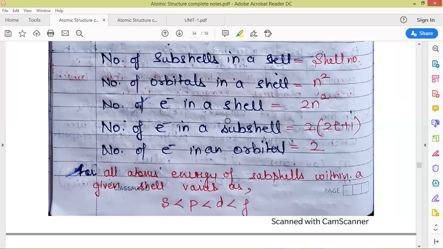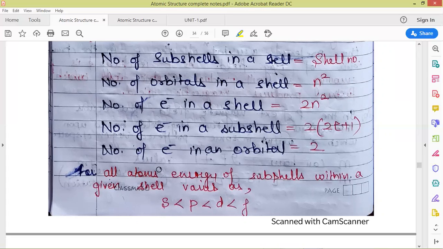Next is the number of electrons in a subshell. The number of electrons in a subshell is given by 2 into (2l plus 1). If you are asked directly how many electrons are there in a subshell, and you are given the value of l, or the symbol or designation of l, then you can easily calculate the number of electrons present in that subshell based upon this formula.